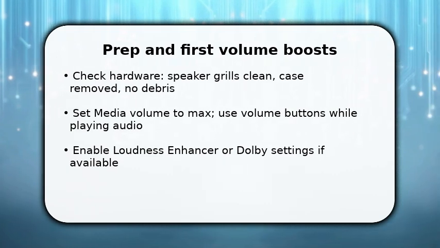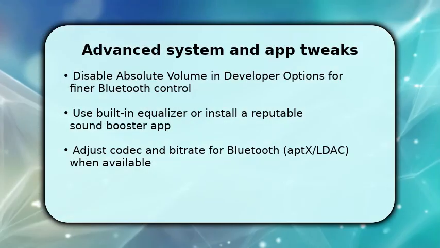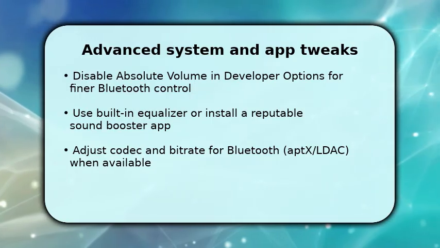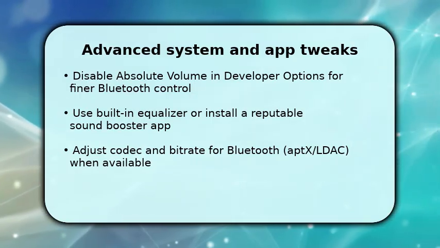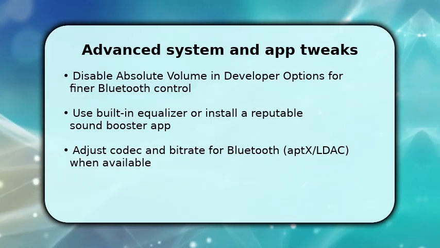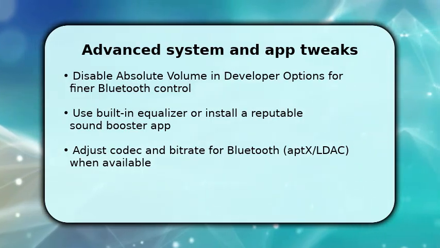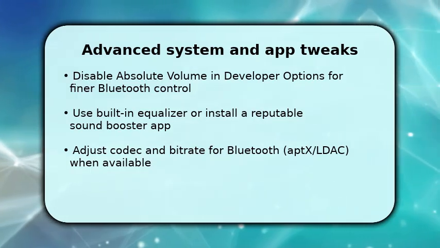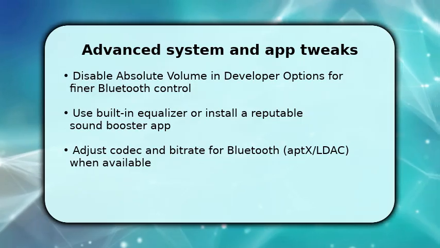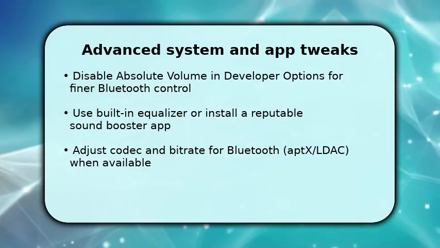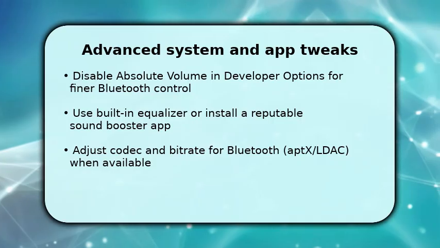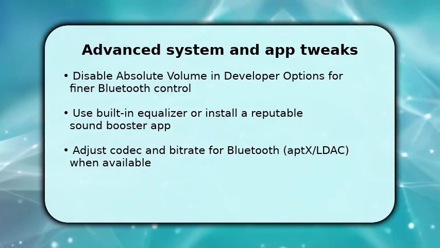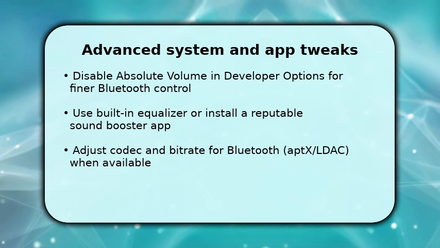Now you move into system-level tweaks to squeeze extra volume. Enable developer options and disable absolute volume so you can control phone and Bluetooth device volumes separately. This often unlocks higher levels. Then, use the built-in equalizer or a trusted booster app to raise mid and high bands. These frequencies drive perceived loudness. If using Bluetooth, select a higher quality codec like aptX or LDAC and increase bitrate. Higher output fidelity often translates into louder, clearer sound.